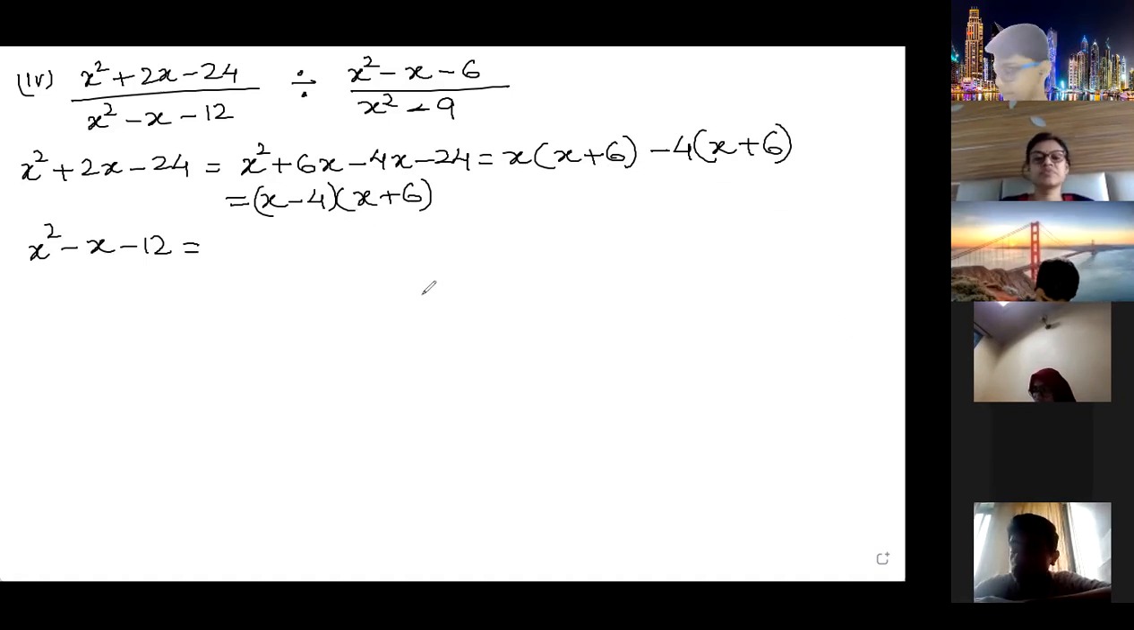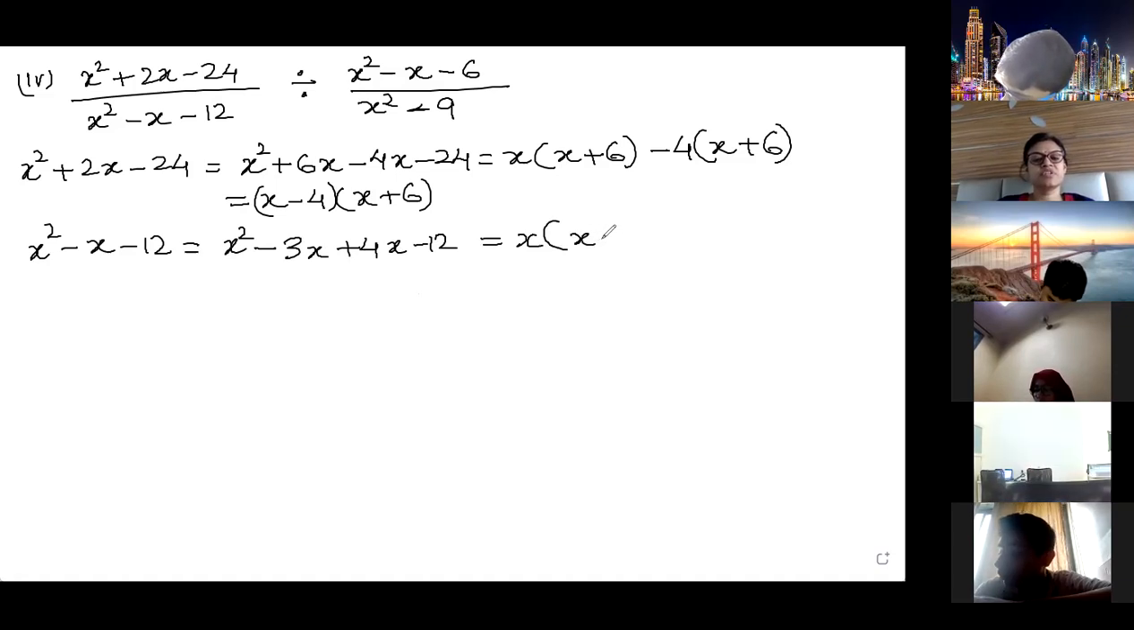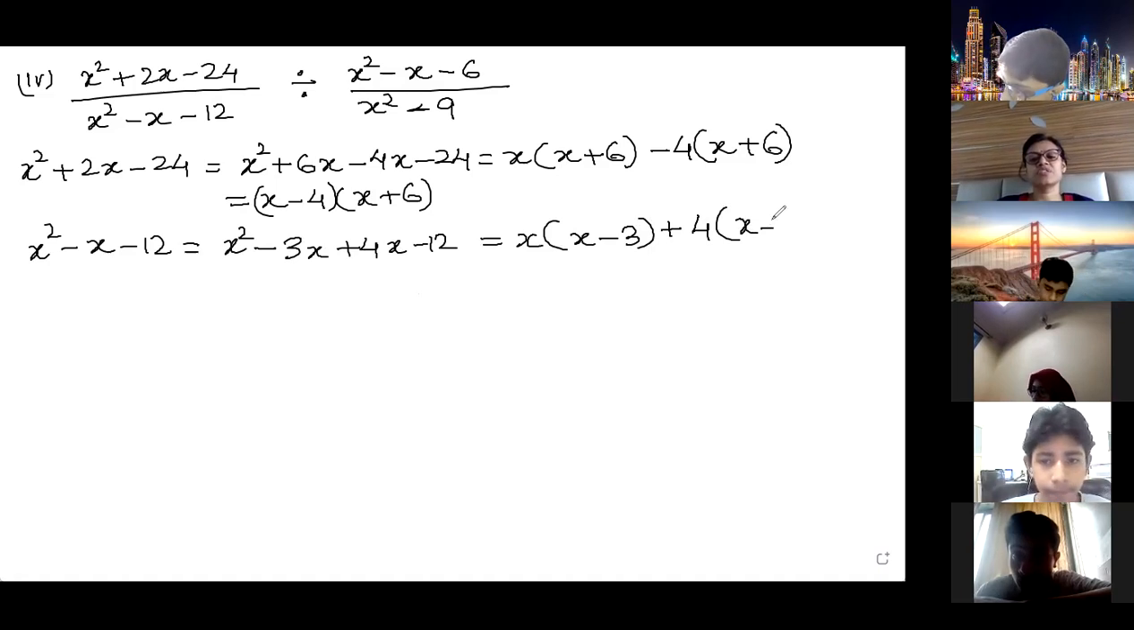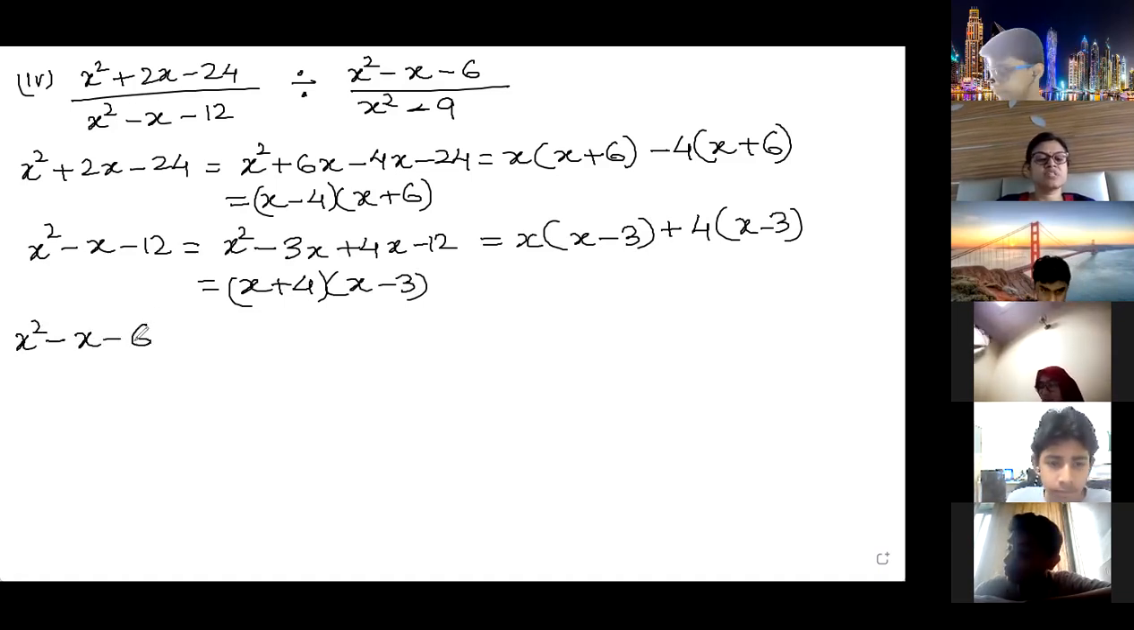Minus 3x plus 2x. Minus 3 and plus 4, correct. x square minus 3x plus 4x minus 12. So minus 3 into plus 4 is minus 12. Take out x common from the first two terms. So x minus 3 and plus 4 common, again x minus 3. So the answer is x plus 4 and x minus 3. Next, x square minus x minus 6.